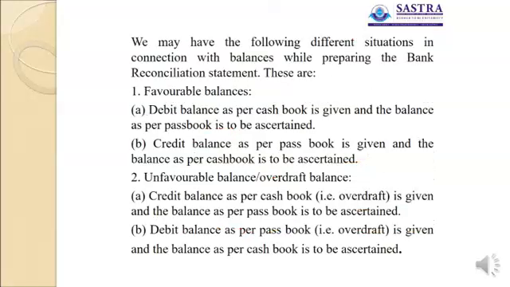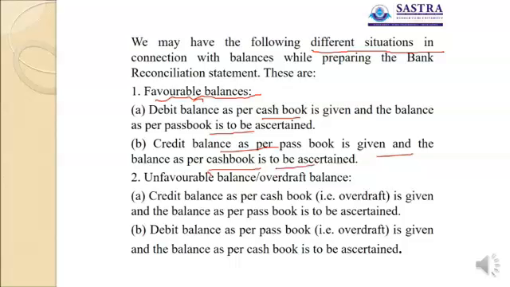We may have the following different situations in connection with the balances while preparing the bank reconciliation statement, called different situations. First situation is the favorable balances. The debit balance as per cash book is given and the balance as per passbook is to be ascertained. And credit balance as per passbook is given and the balance as per cash book is to be ascertained.